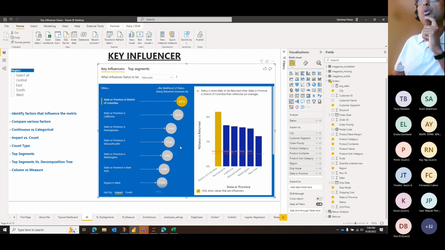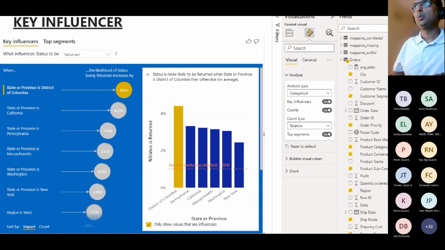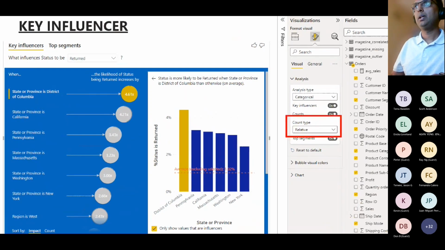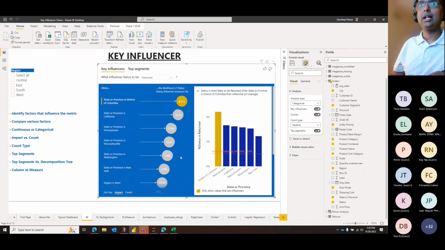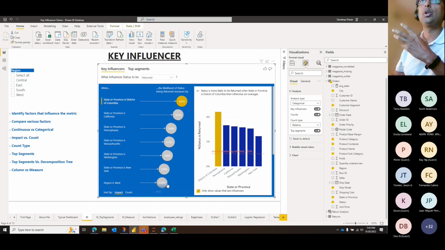So there are two ways to do that. And that's in the settings. So when I click on the visual and then go to format visual and then look at the analysis, you will see right here, count type. Right now it is relative. When it is selected as relative, then the region West, for example, is showing to be a full circle. And it's a full circle because it is 24%. So it's taking 24.36 of the whole data or the overall return as 100%. And then the rest of the circles are in relation to that.